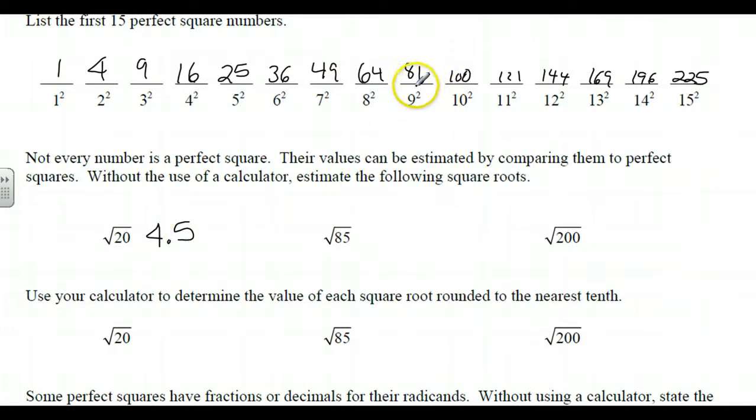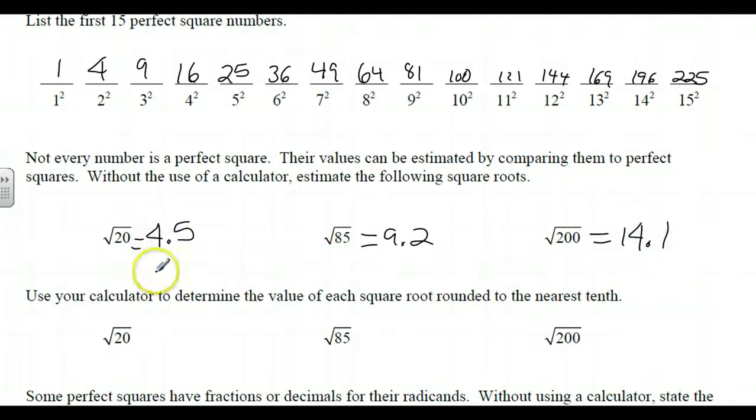Root 85 is between 81 and 100. It's 4 units away from 81, 15 from 100. So it's closer to 9. So I'm going to guess, and I really am guessing here, I'm just going to say it's 9.2. And the root of 200 is really close to 14, right? It's like 4 units away from 196. It's 25 units from 225. So let's say 14.1.